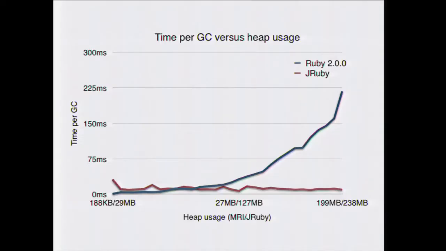Here's a graph that will show you how JRuby's garbage collector, or I should say the JVM's garbage collector, is superior to Ruby's. You can see that as the memory consumption grows, Ruby's garbage collector takes more time per garbage collection to clean up the garbage. Right? That's pretty straightforward, right?